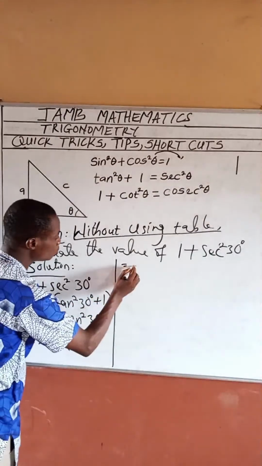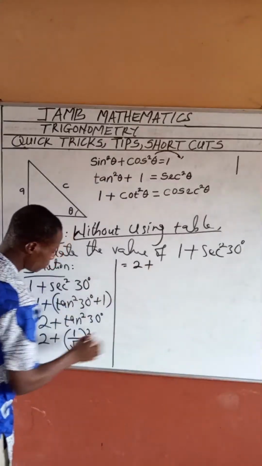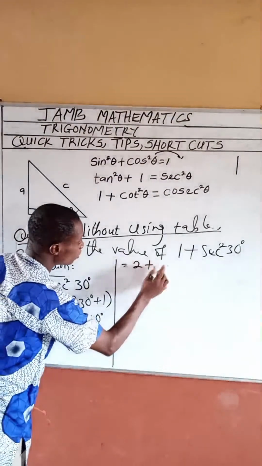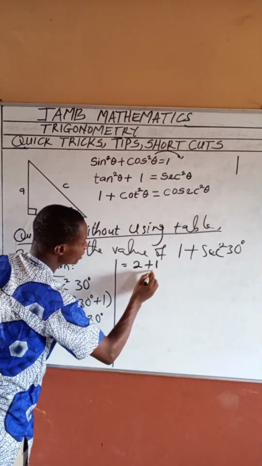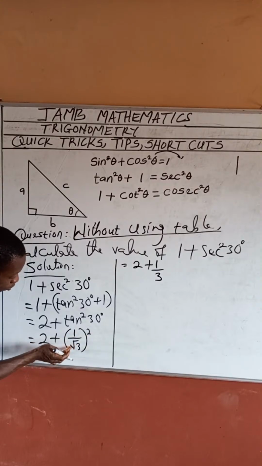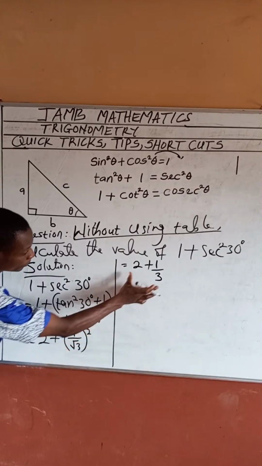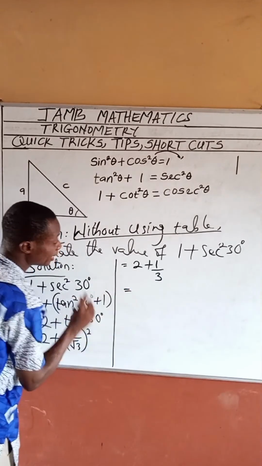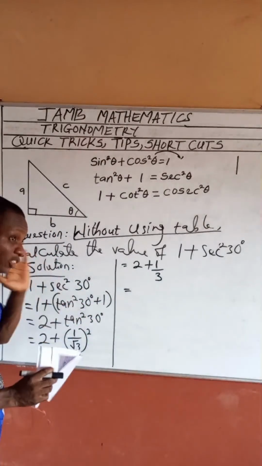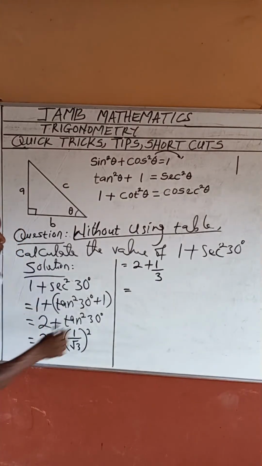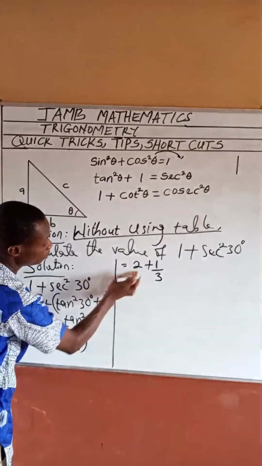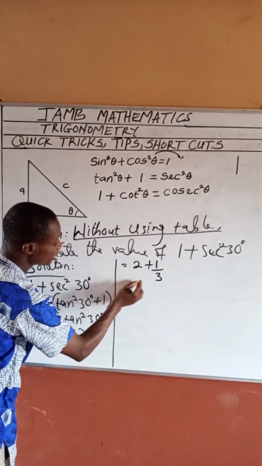This becomes 2 plus 1 square. 1 square is 1, divided by, look at it, this square will cancel the square root, leaving us with 3. As a JAMB smart student, this is what we are going to do because we understand our tricks. No need for LCM. Just use this 2 to multiply this 3, and 2 times 3 is 6.